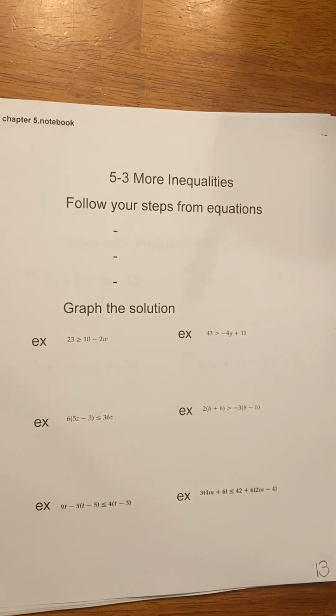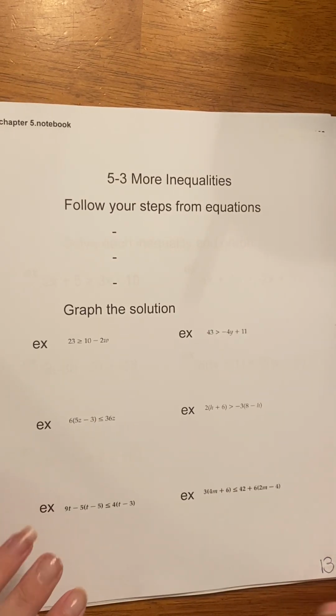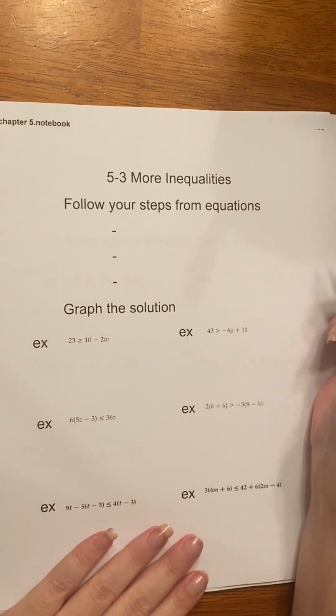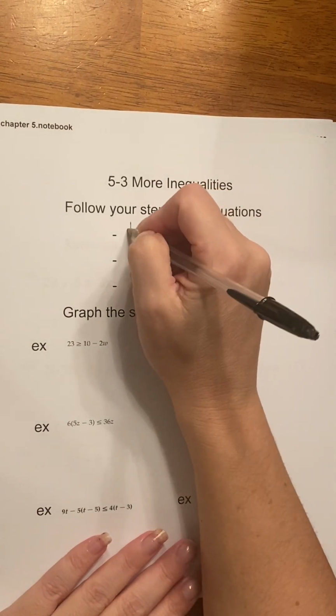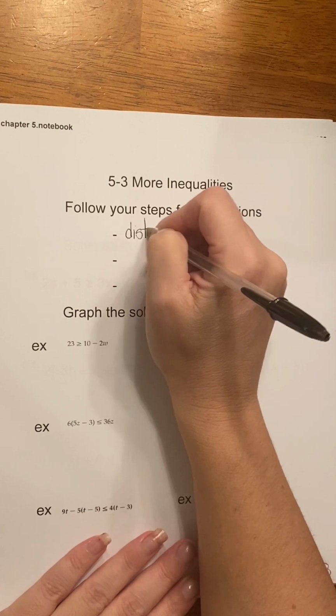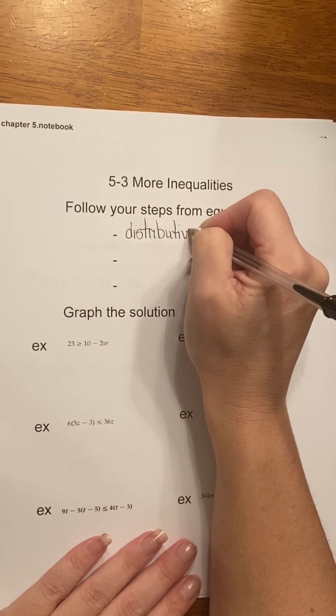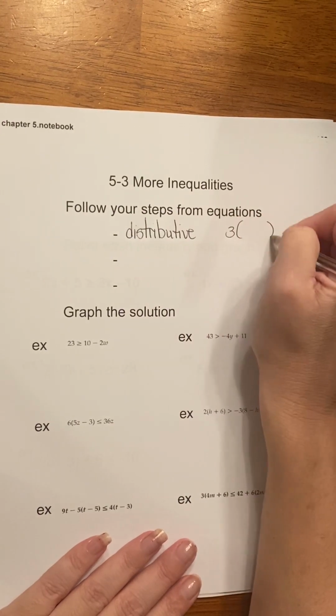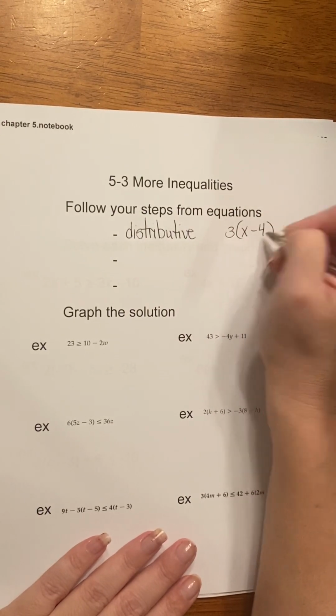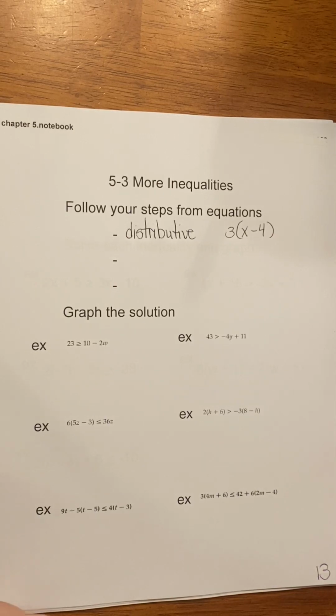Okay, so we are going to look at multi-step inequalities today. And what we want to do is make sure that we are filling in the steps for how we solve them. They're going to use the same steps that we did for equations. So the first thing we're going to look for is distributive. Remember, that's with a number outside of parentheses. That's what the distributive property is.